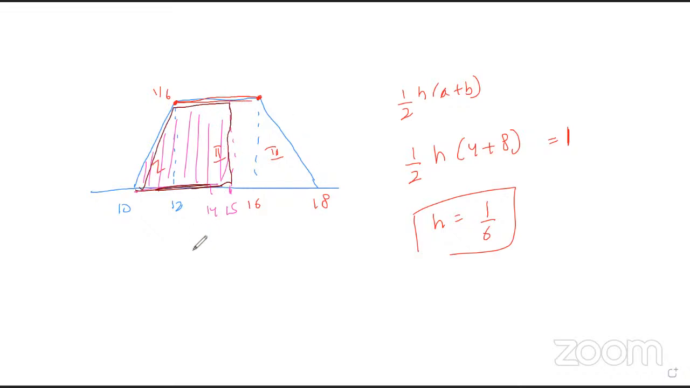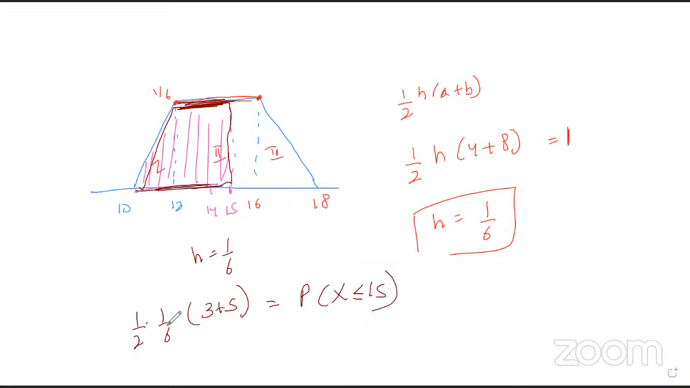So we know the height, right? Height is 1 by 6. The sum of parallel sides would be 12 to 15, that is 3 plus 5. So this will be the probability that your random variable takes a value less than 15, right? Is this step clear? Yes, sir. Okay.